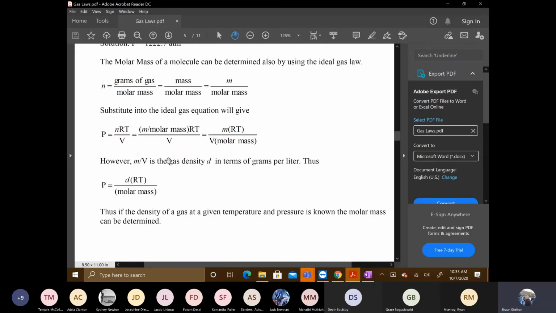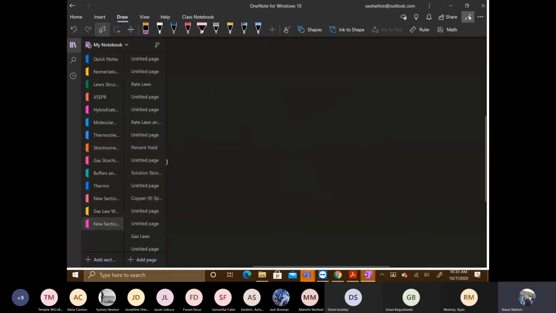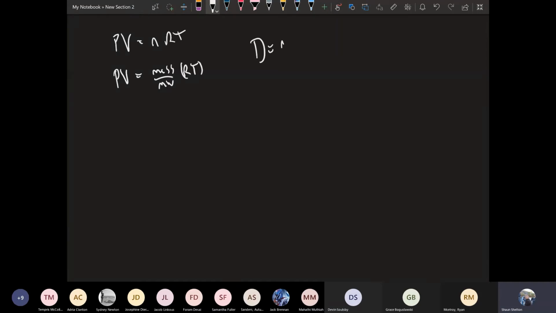Now you also can solve for density of a gas, and we can see that here. I want to show you that part. Density of a gas is what we're looking at here. This still goes back to PV equals nRT, and then PV is equal to mass divided by molar mass times RT. We just looked at that. Now, remember that density is equal to mass divided by volume. So if you look at the equation here, what we want to do is substitute into the ideal gas law.